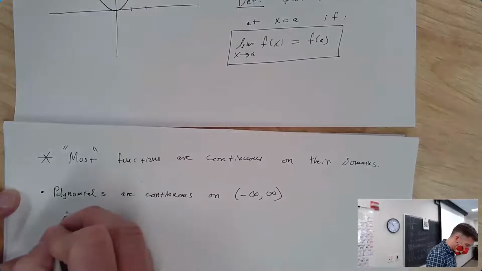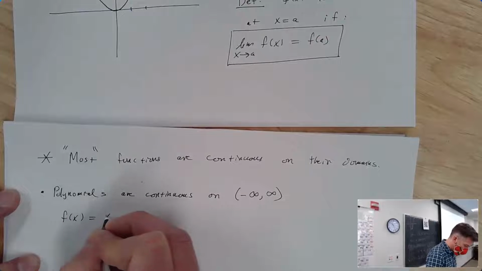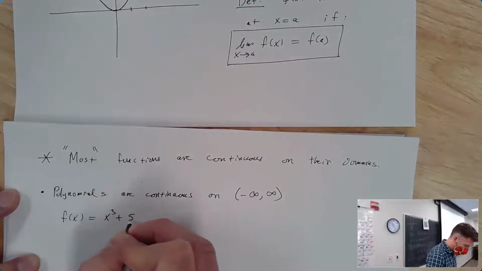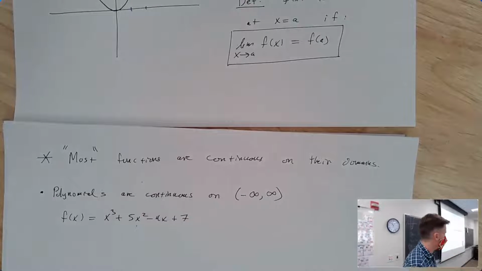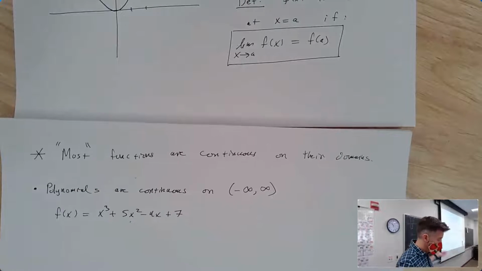Here's an example of a polynomial. I'm sure you all know a good polynomial. X cubed plus 5x squared minus 4x plus 7. One of many, right? But it's definitely defined everywhere, right? Polynomials, there's no weird division by 0 or square roots of negatives or logarithms of zeros or negatives. Its domain is everything, and it's defined on its domain, which is everything. And every polynomial is defined and continuous everywhere.